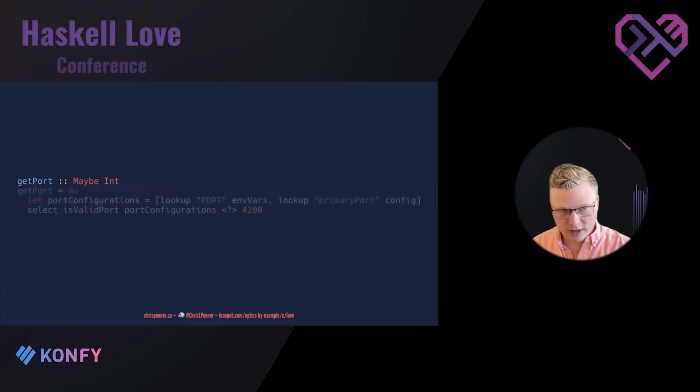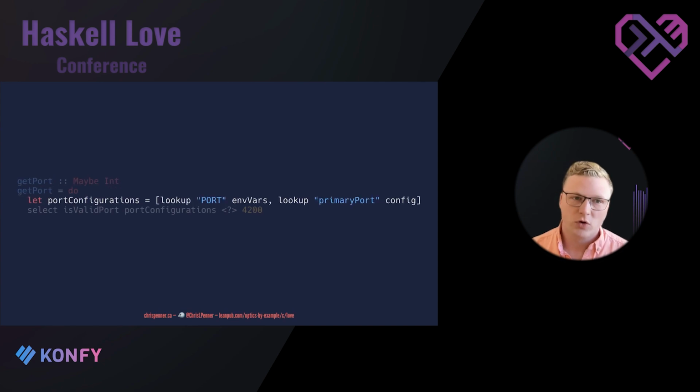Okay, so let's put it all together. Let's say that we are trying to get a port, for instance, for running our web server, okay? And let's say that we've already got our environment variables and our config loaded. For our port configuration, we're going to first check an environment variable because that's where we're going to look first. We'll look up the port in those environment variables, and that's going to return a maybe based on whether it finds one or not. And we're going to look for a port in our configuration values, which of course is also going to return a maybe depending on whether it finds one or not.